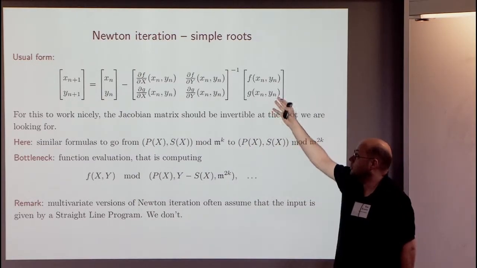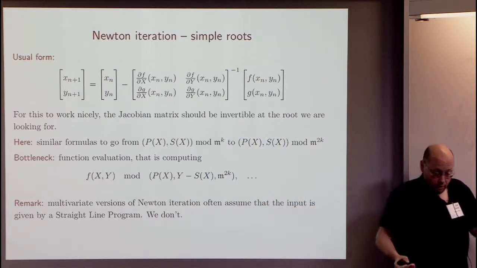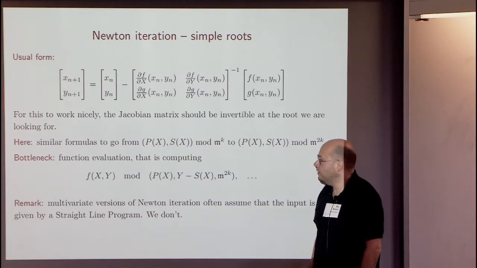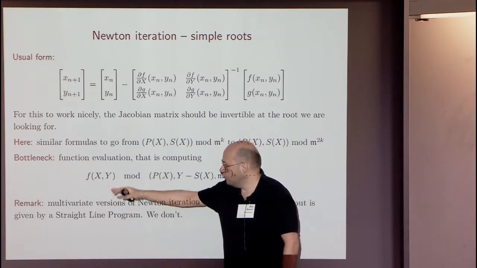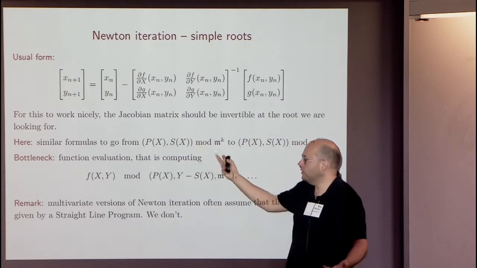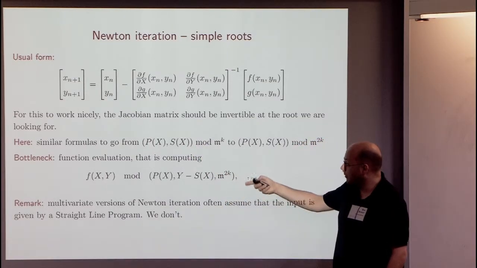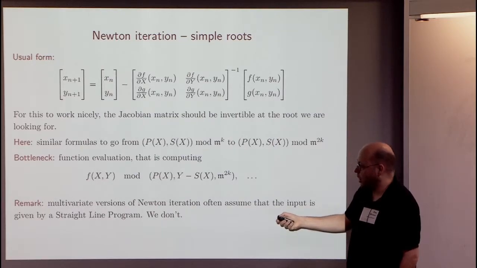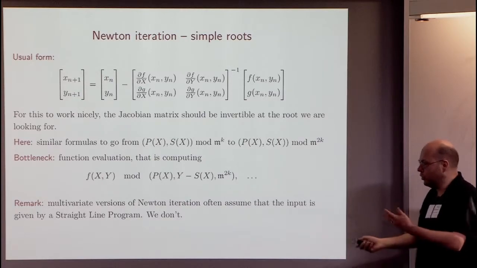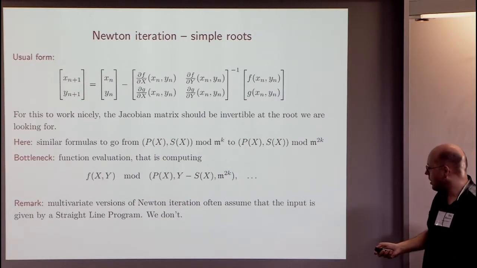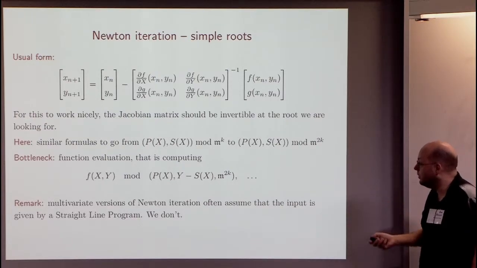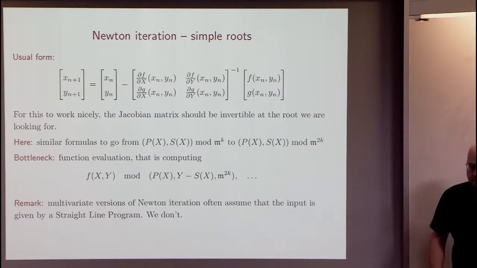So in a numerical context, it would be evaluating f and g at my approximate root. In this context here, what this means is, for f, for instance, I have to evaluate it modulo this, which means reduce it mod p and y equals x. All that with coefficients modulo a power of your prime. And that's all that there is. Once you can do that, all the rest is going to be easy. So if you can do that efficiently, everything works fine.